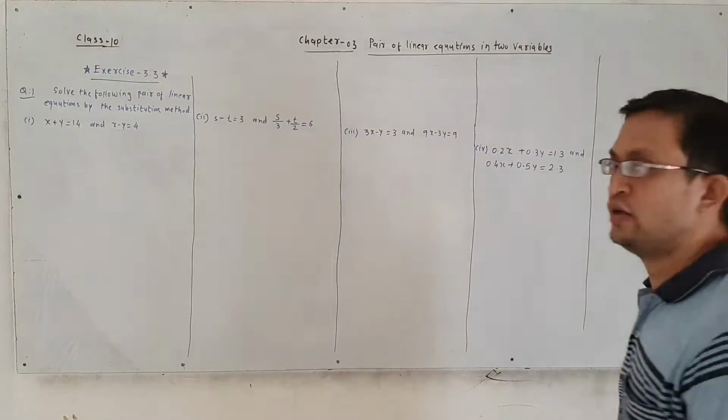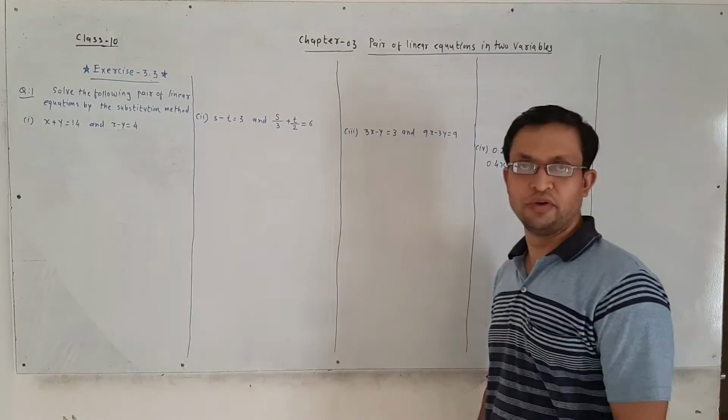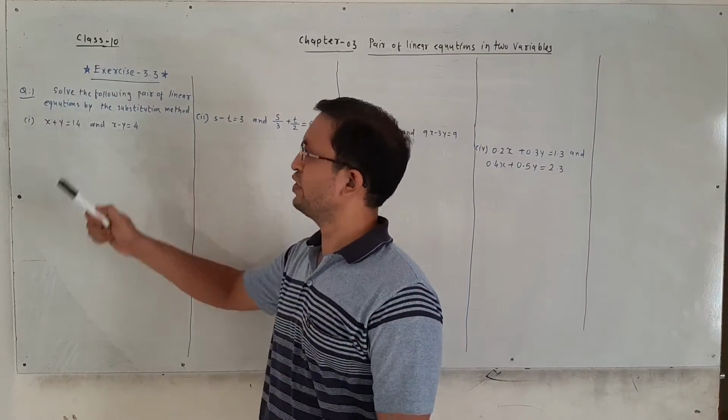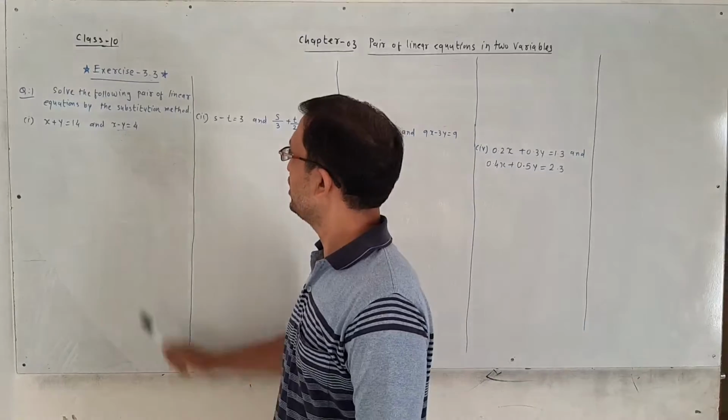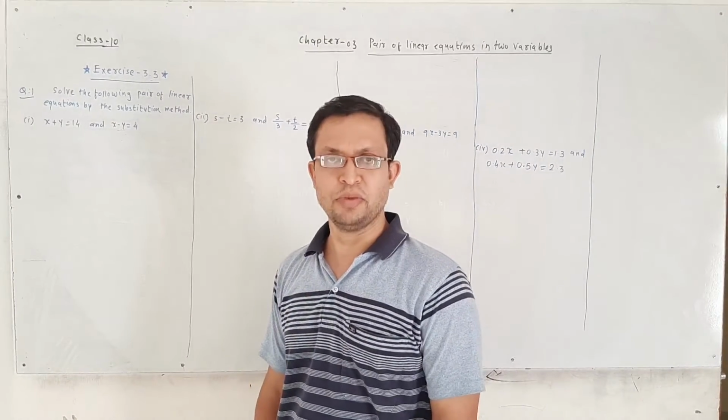Hello friends, today we start chapter 3, pair of linear equations in two variables, exercise 3.3, question number 1. Solve the following pair of linear equations by substitution method.